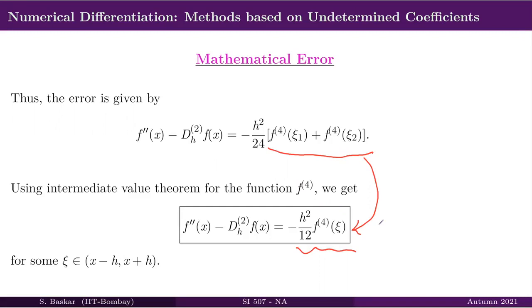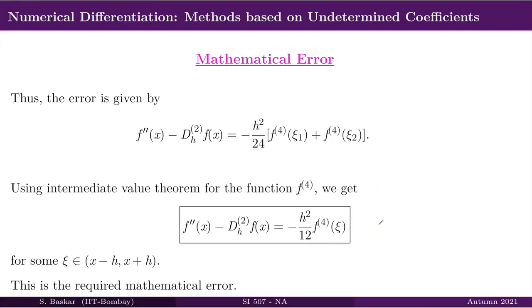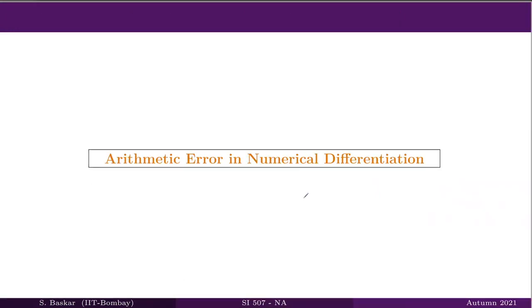So this idea we have also used in some of our previous error formulas. So wherever there is a possibility of applying this intermediate value theorem, you have to apply it and get this compact form. Otherwise, that part of the mark will be reduced. And this is the required mathematical error finally. Let us now see how to derive the arithmetic error involved in a finite difference formula.